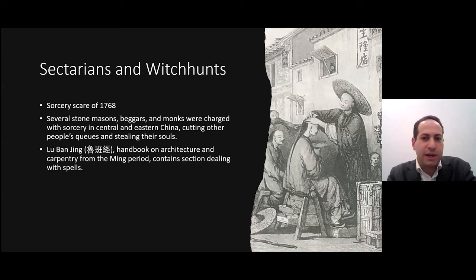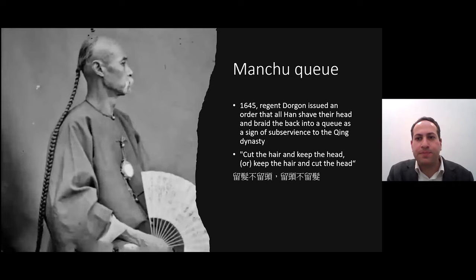And they did this by cutting off other people's queues. Apparently when they cut off the hair, they were stealing the soul of the person. And indeed, this is actually quite common. Lu Ban Jing, the classic of Lu Ban, a handbook on architecture and carpentry from the Ming period, actually contains a section for dealing with spells and how to deal with that. So that's the Manchu queue.